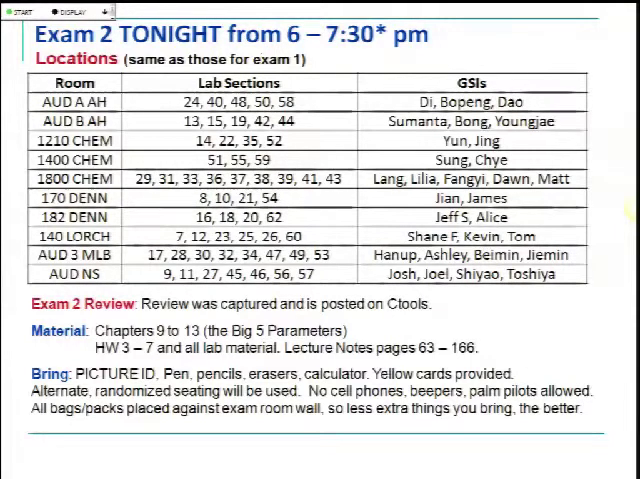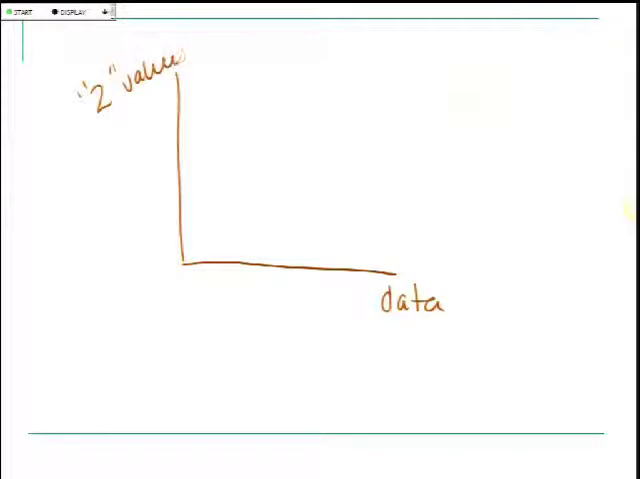A QQ plot, though, is still made with your data. But you're not checking that your sample is normally distributed. You're checking that your sample looks like it came from a population that is normally distributed. And so what does your QQ plot do? It plots your data on one axis. It's ordered in terms of percentiles against sort of the values of z that you would have expected to see if it were a normal model.